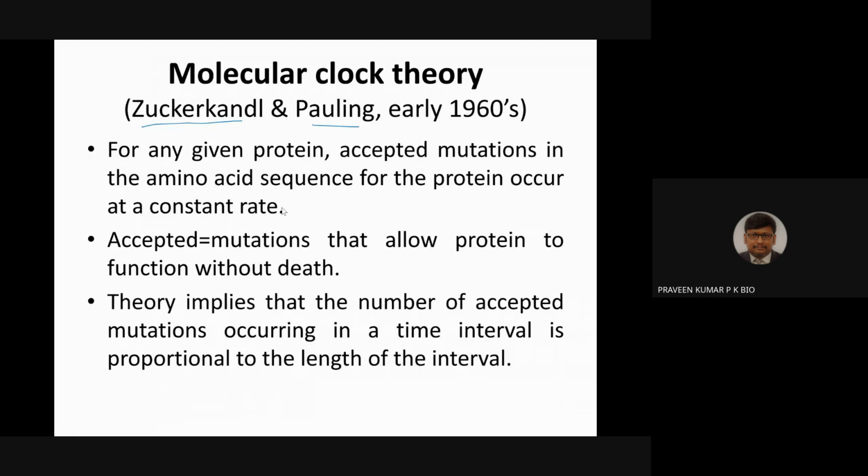But if you take closely related ancestral species, we have most of the phenotype, except for a kind of constant mutation rate. So that is what Zuckerkandl and Pauling proposed in the early 1960s as this hypothesis.